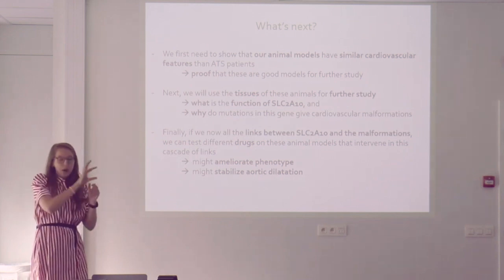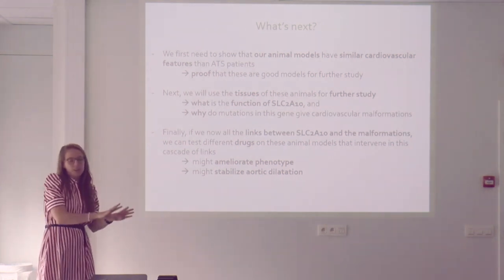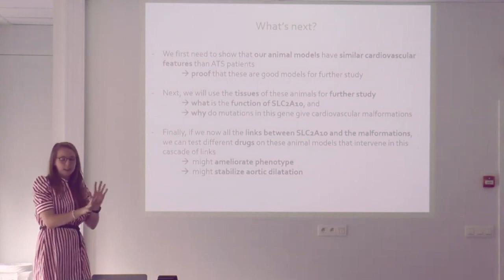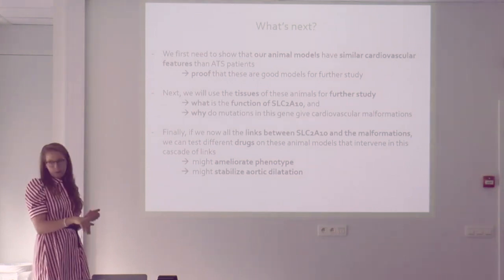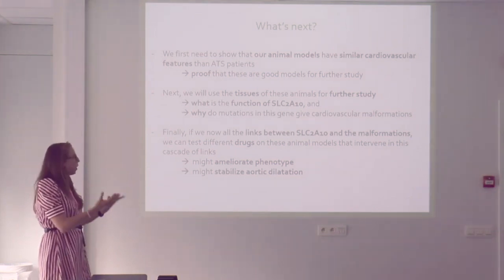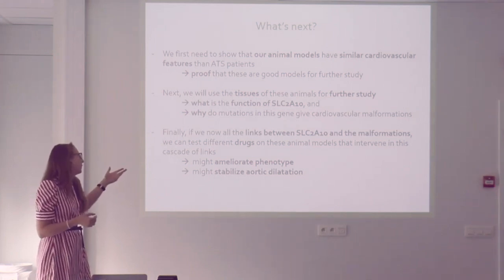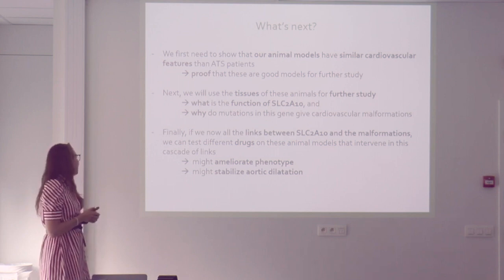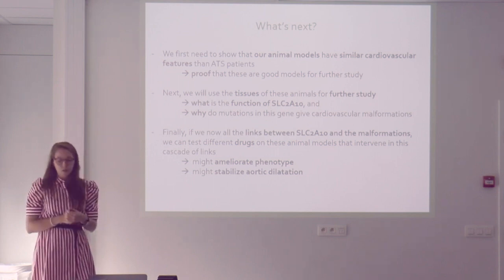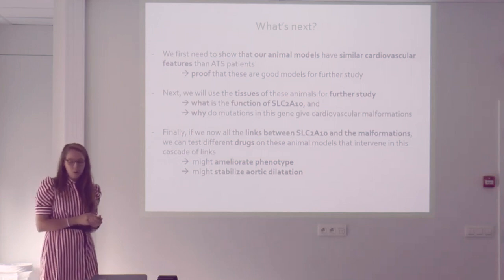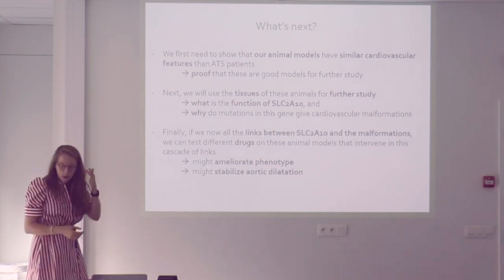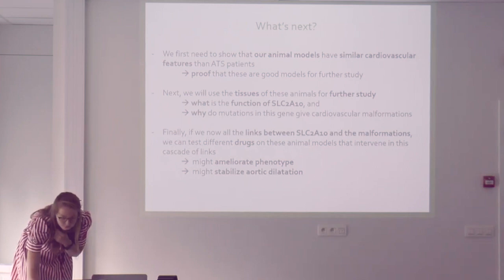And if we have all the links between the gene and the phenotype, if we have laid out all this puzzle, we can intervene there. So we can intervene with drugs that we can test on these animal models, but still it will take years to get to this point. But in the end, that's of course what we're looking for. We're looking for drugs that ameliorate the phenotype or might stabilize, for example, dilatations.